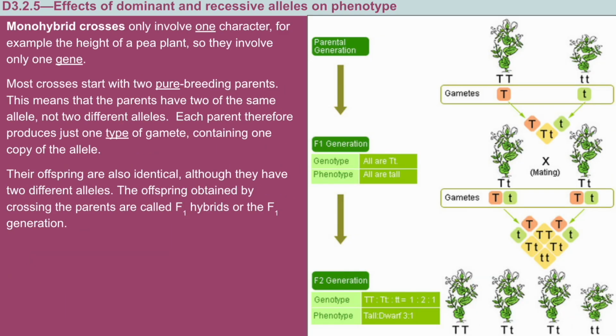All right, this is an example of a monohybrid cross where we're just looking at one character, in this case, height of the pea plant. Okay, so follow this image. Make sure you understand exactly what's happening with the parental, F1 and F2 generations.